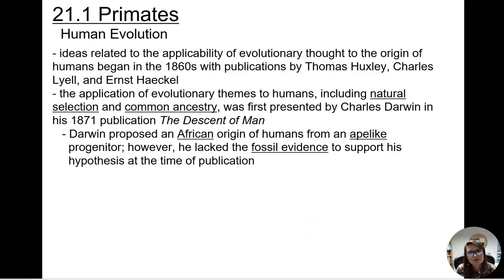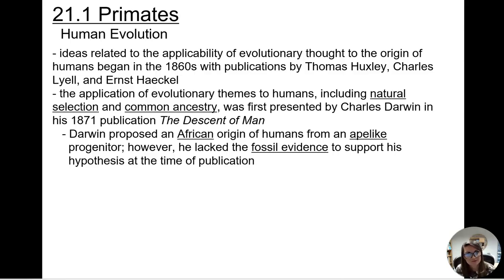So with human evolution, we're going to have ideas related to the applicability of evolution throughout the origin of humans, beginning in around 1860 with the publication of Huxley, Lyell, and Haeckel's book. Now, the application of evolutionary themes to humans is going to include natural selection and common ancestry. This is first going to be presented by Charles Darwin in 1871's publication, The Descent of Man. Now, Darwin's going to propose an African origin of humans from an ape-like progenitor. However, he did lack the fossil evidence to support his hypothesis at the time of publication.